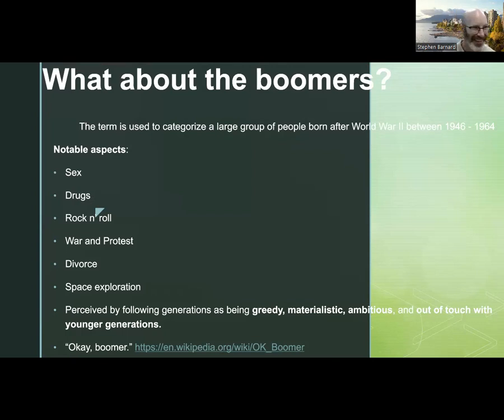They got married, and they all got married, and they had lots of kids. The term is used to categorize a large group of people born after World War II. And when we think about the baby boomers when they were young, there were a number of notable aspects.